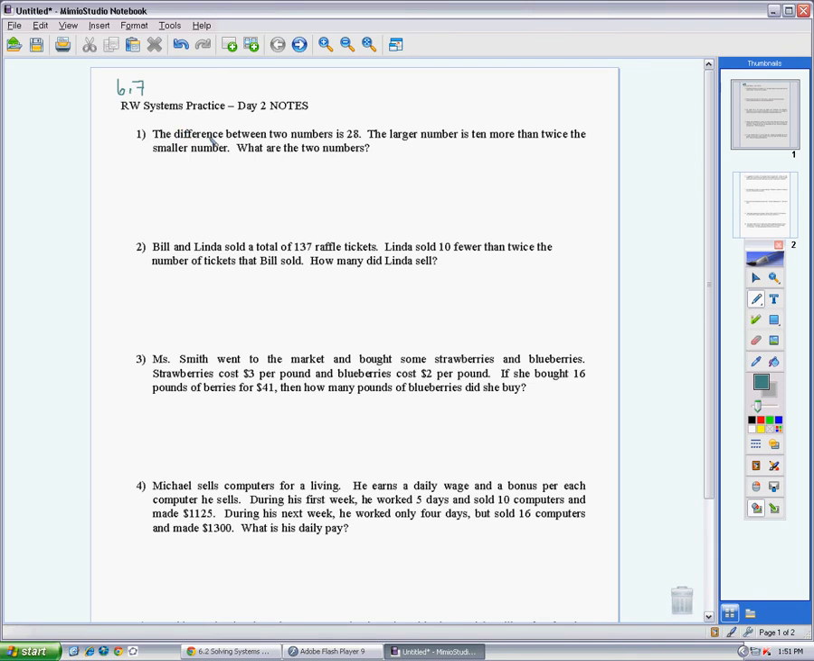Okay, so my first sentence here gives me my first equation. The difference between two numbers is 28. So for the difference I'm going to be subtracting: x minus y equals 28. The larger number, so that would have to be x, equals 10 more than, twice, that turnaround word, twice the smaller number. So the smaller number is y, so twice the smaller number and 10 more. So we have to turn around those two phrases.